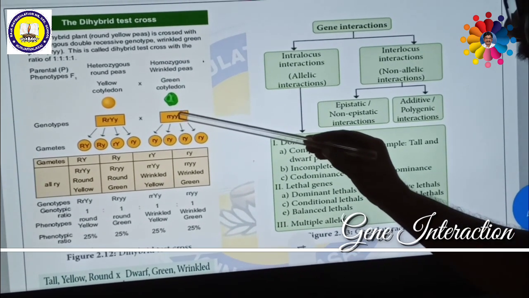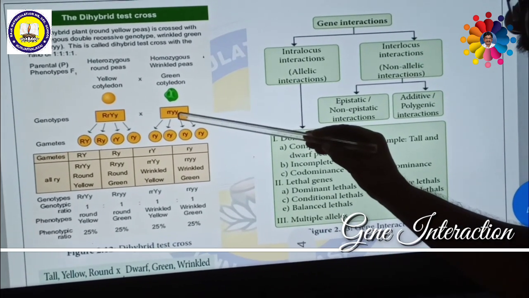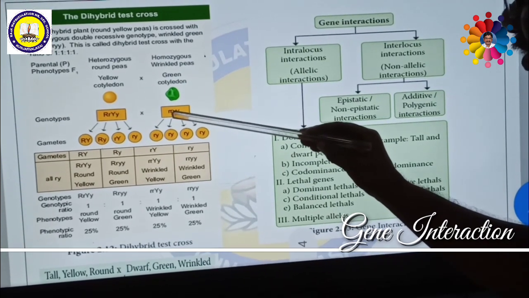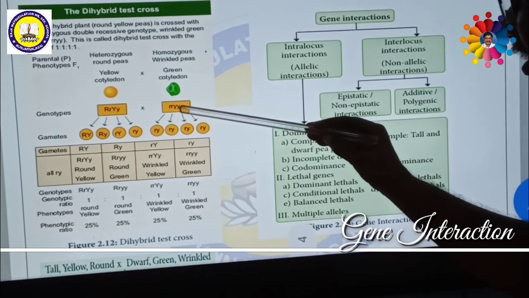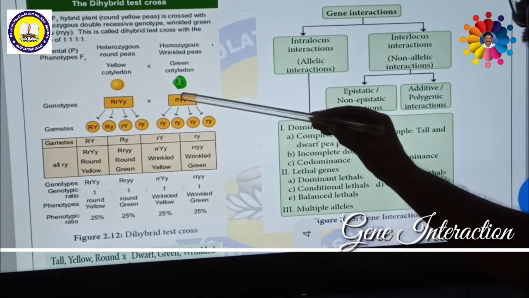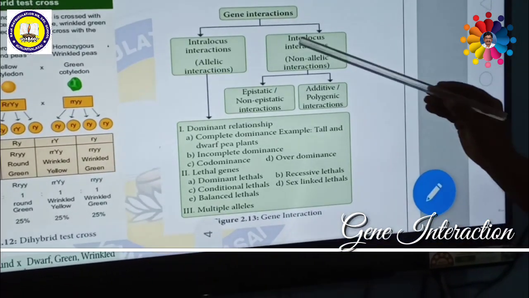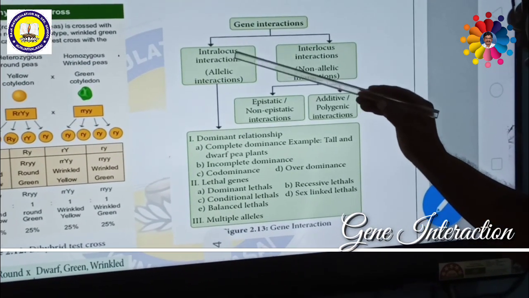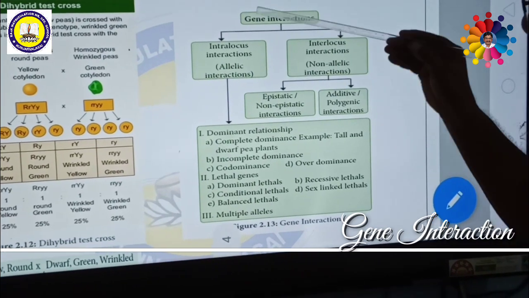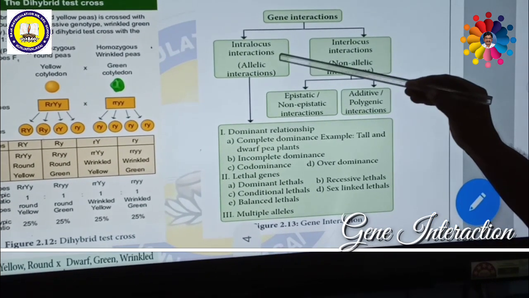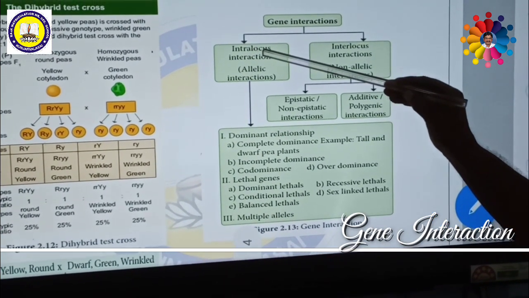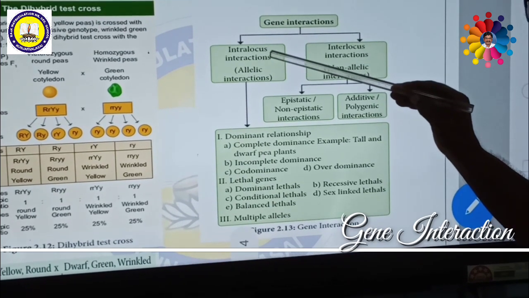This locus is determined, what do you call it? Wrinkle. So this is wrinkle, this is green. So these are different loci. So what happens? If there is any interaction which takes place within the same locus, this is called intralocus interaction.